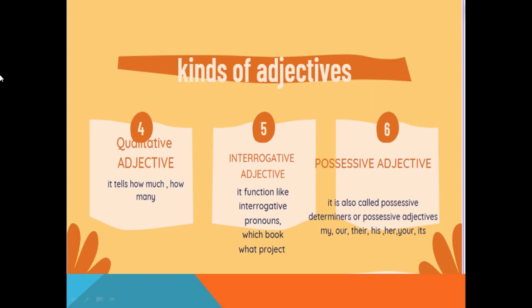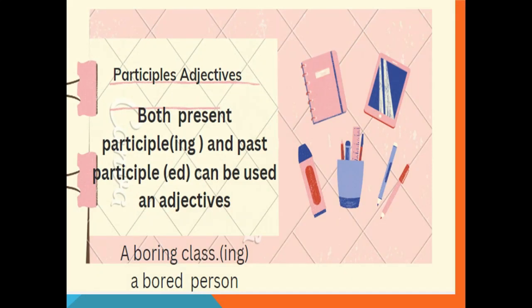Next we have possessive adjectives. Possessive adjectives are also called possessive determiners. We can also identify the noun phrase with the possessive determiners. The words my, our, their, his, her, your, its, etc. are the kinds of possessive adjectives.